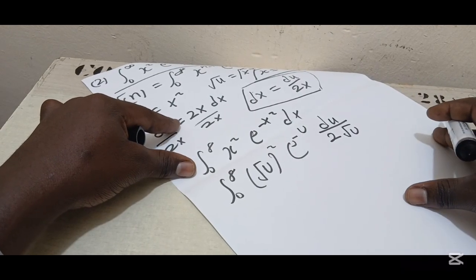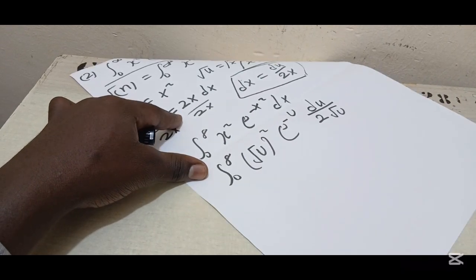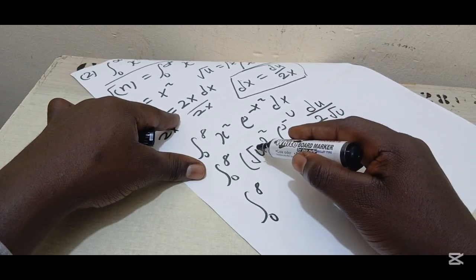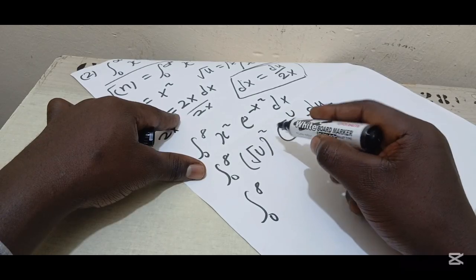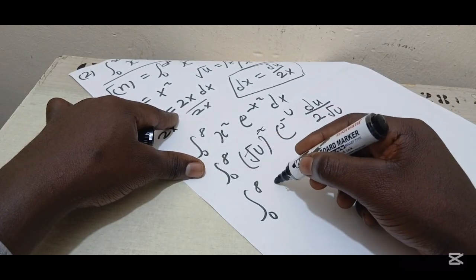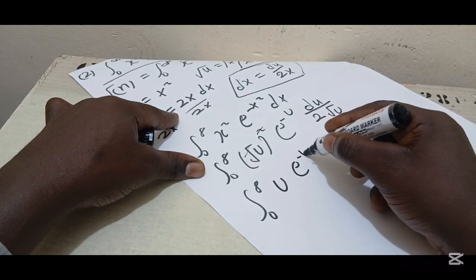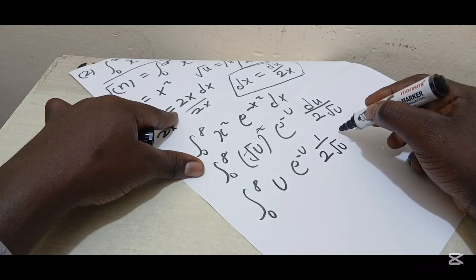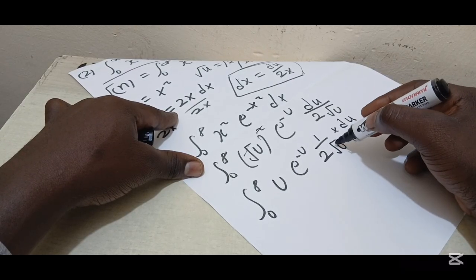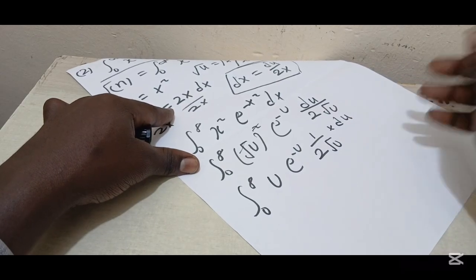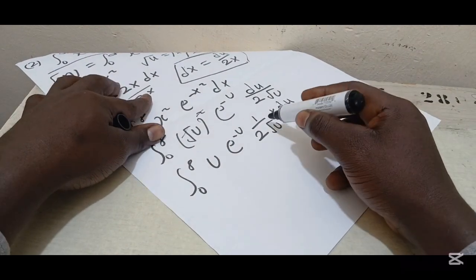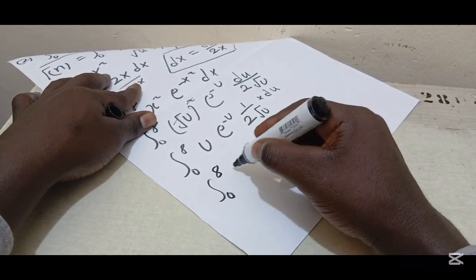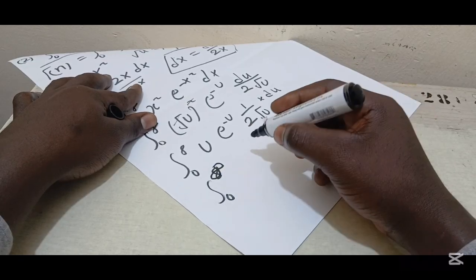So now let's go ahead and simplify this. This one here, we can rewrite it in this form. We know that square root of u squared, this will just cancel out. We will be left with u e to the power minus u. This one we can just write in the form du divided by 2 square root of u. Can we bring the half outside? The limits are 0 to infinity.